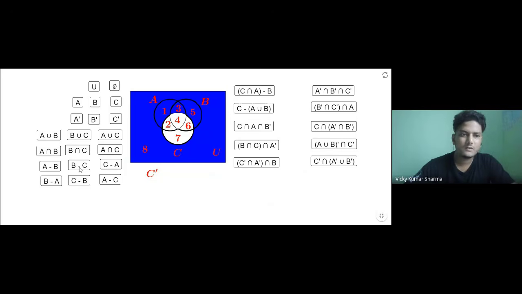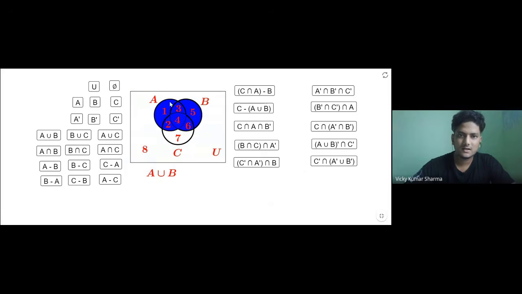So similarly, what do we mean by A union B? A union B means the combination of elements of set A and the elements of set B, and there are no repetitions of elements. You can see here set A and set B have been colored, and only the elements 1, 2, 3, 4, 5, 6 will be part of A union B.